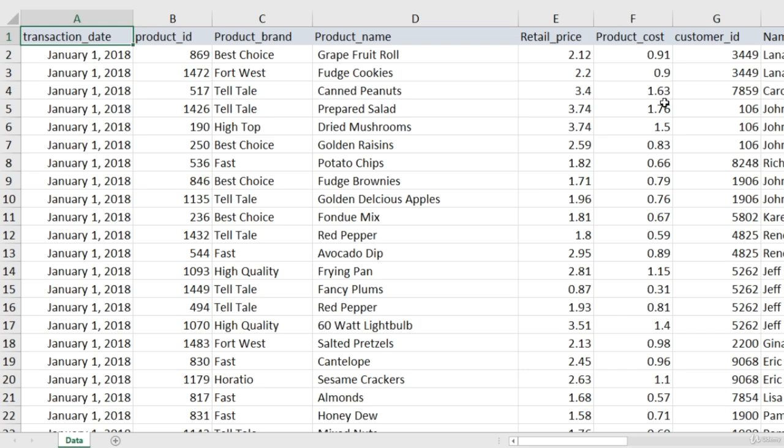So the next task that we have to do is how to find these answers, and that is what we are going to do next.